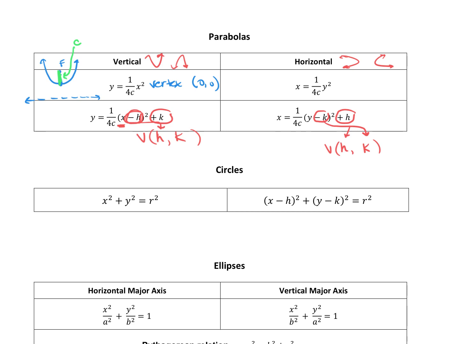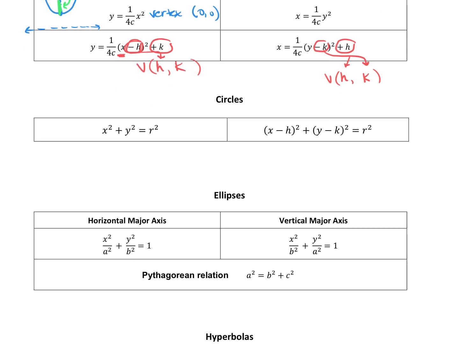All right, so that is your parabolas. Circles, we have two equations for circles. This one that's pretty basic is when the center of your circle is at the origin, 0, 0. As soon as we move that center around, then the equation will look more like this one. We have an x minus h, a y minus k. So the center of this circle would be not a negative h, but a positive h, and not a negative k, but a positive k. And then remember, whatever the number is here is your radius squared.